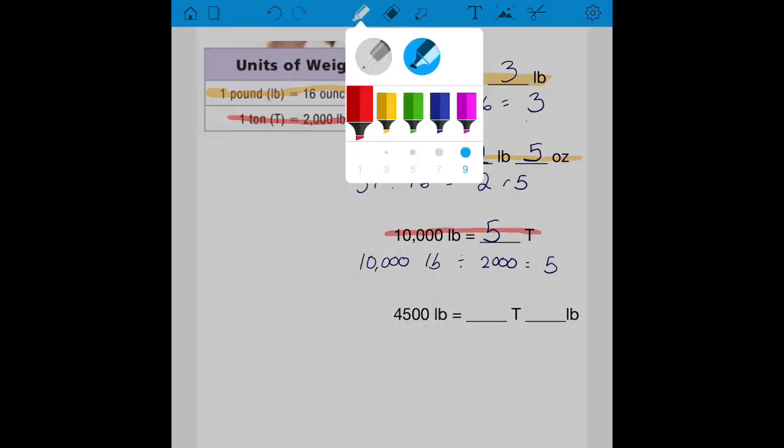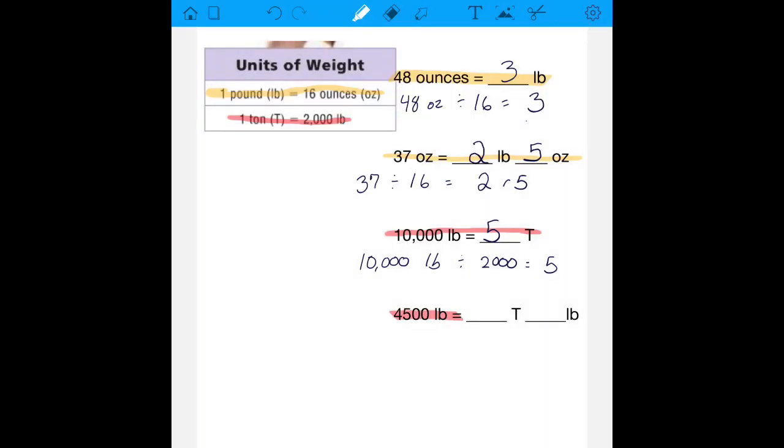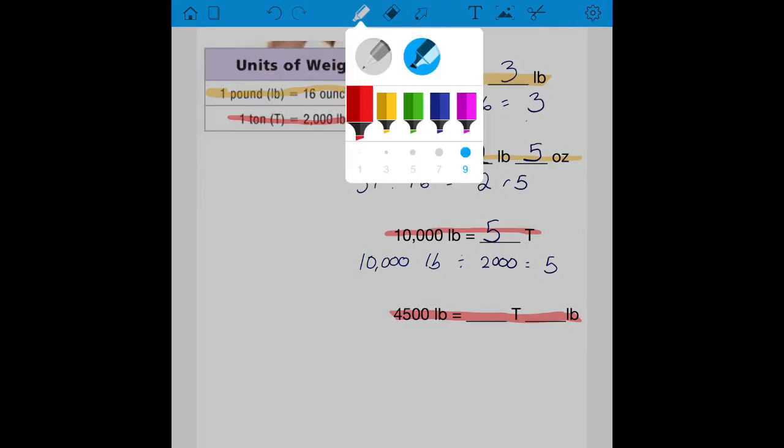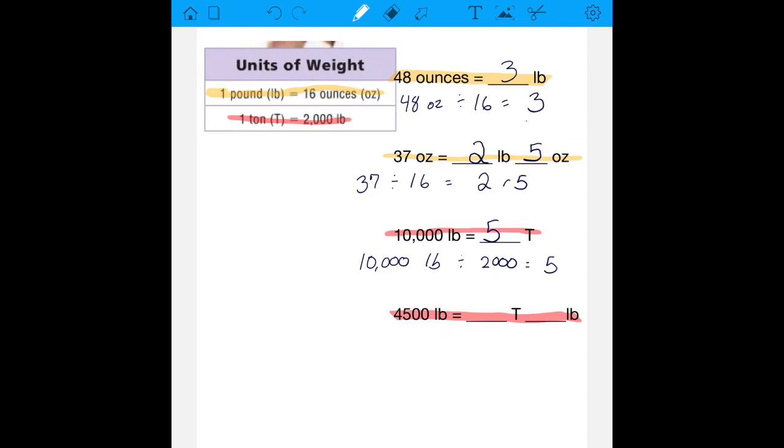Now for this last problem, I am going to need to convert 4,500 pounds, and I'm going to change that into tons and pounds, which means that I am probably going to have a remainder. So in this case, I'm going to take 4,500 divided by 2,000, and I know that equals 2 remainder 500. That's a really big remainder, which is okay. That tells me that 4,500 pounds equals 2 tons, and those 500 leftovers, that is the extra number of pounds. So 4,500 pounds equals 2 tons and 500 pounds.